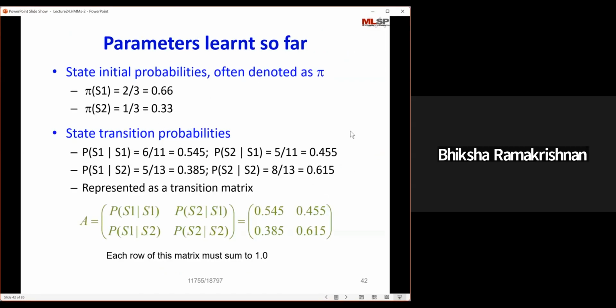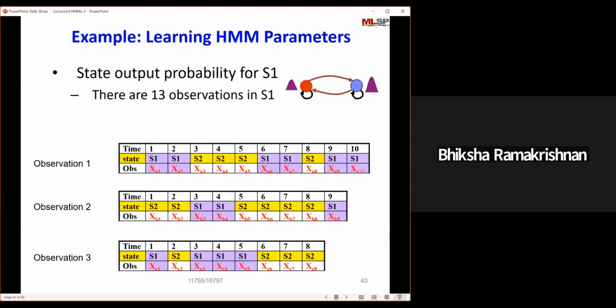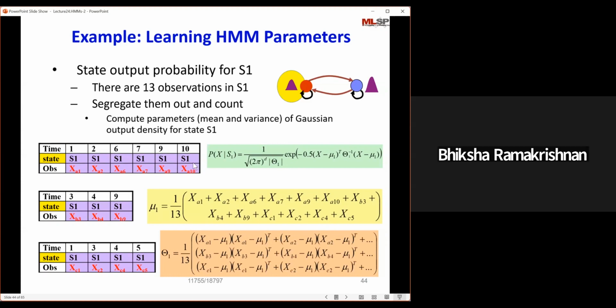And so here are the transition probabilities and the initial state probabilities that we've learned for the HMM. Now, what about the observation state probabilities? Look, there are 13 instances of S1. We are now not looking at merely non-terminal instances of S1, but at all instances of S1. And so S1 has occurred 13 times. Corresponding to these 13 instances of S1 are 13 observations, right? So I can segregate these 13 observations of S1.